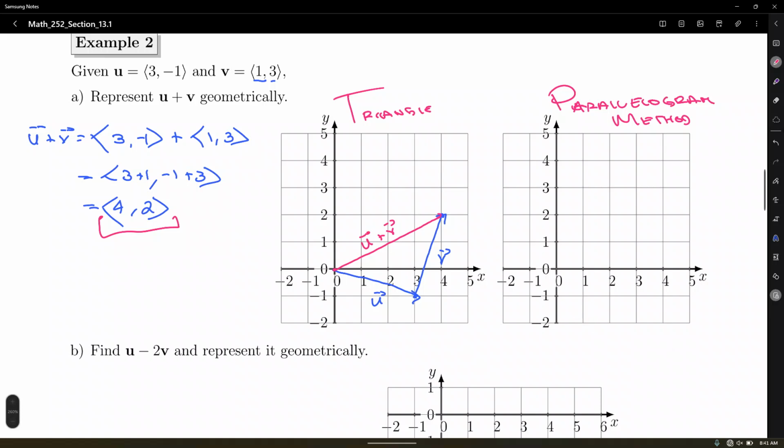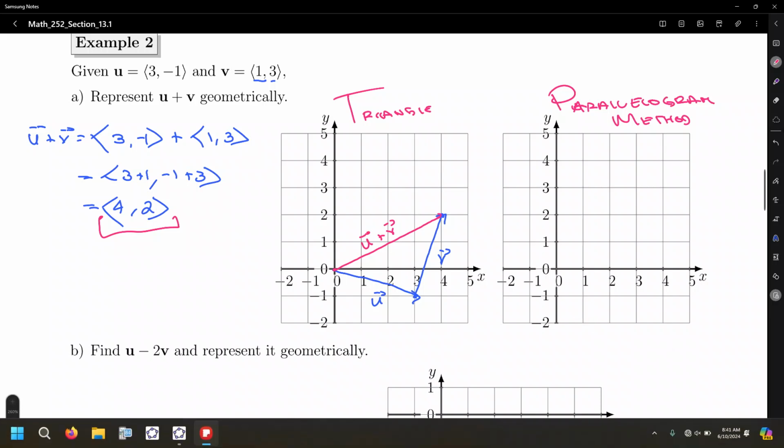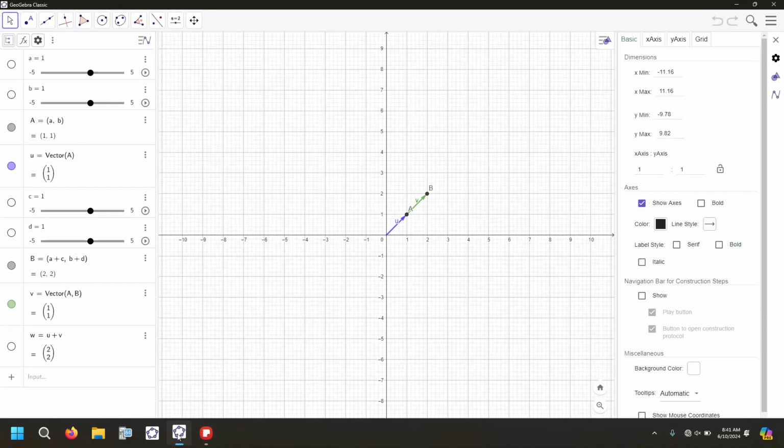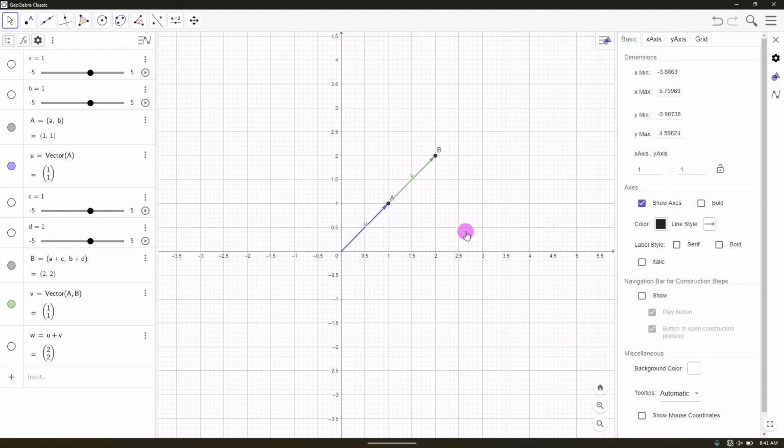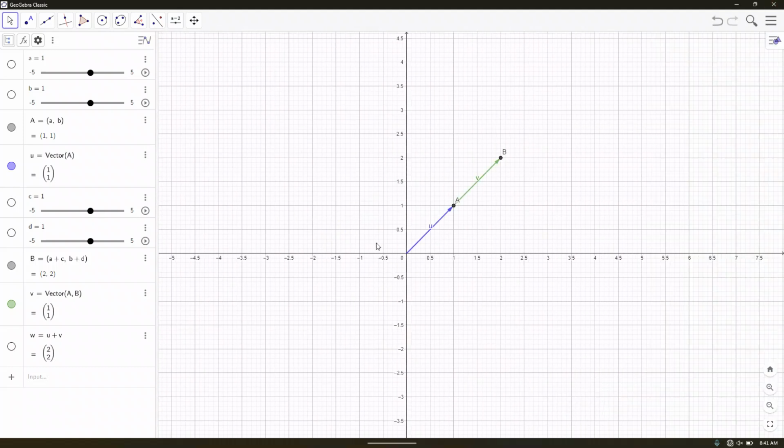That's how. For the parallelogram method, let me show you an animation I created in GeoGebra to add these vectors. So I have these vectors, u, let me see if I can zoom them in. Okay, yeah. Let me close all this.